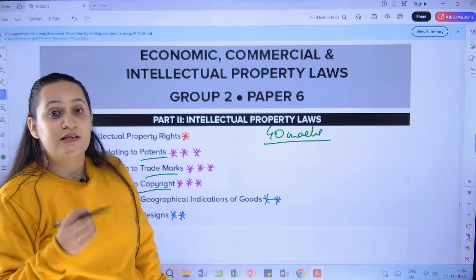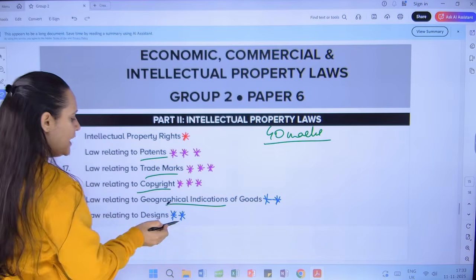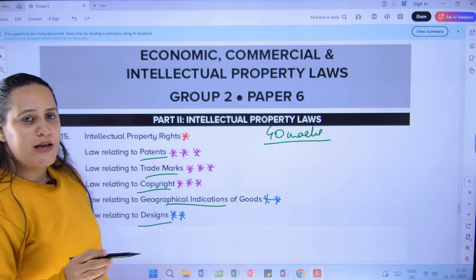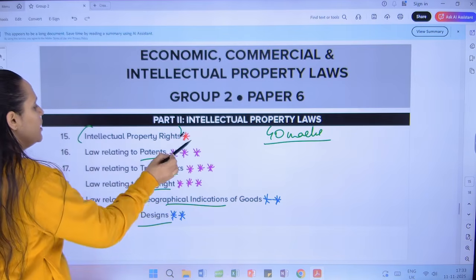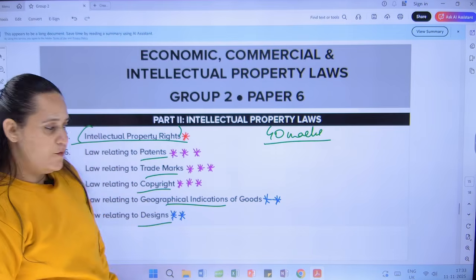Very, very important, significantly high weighted chapters. After that, you are going to focus on GI and designs, and lastly, in the last, you are going to keep the basics of intellectual property laws. This is the order of revision that you should follow.